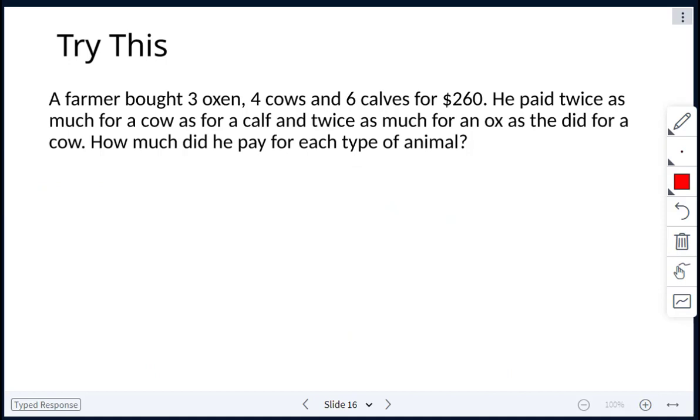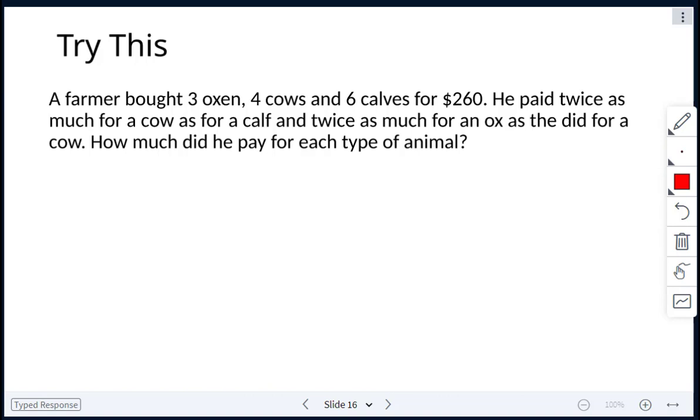All right, so this next example, a farmer bought 3 oxen, 4 cows, and 6 calves for a total of $260. He paid twice as much for a cow as for a calf, and then twice as much for an ox as he did for a cow. How much did he pay for each type of animal?